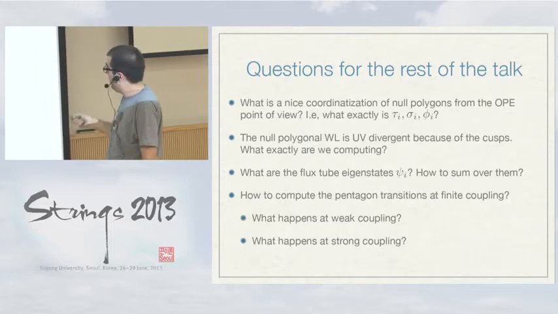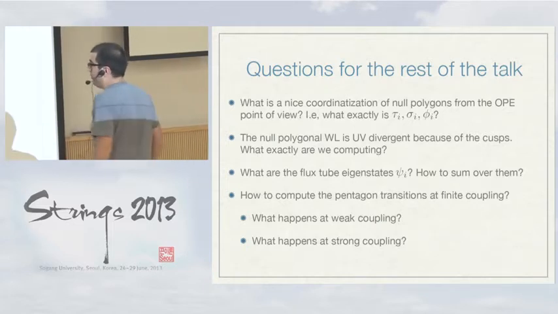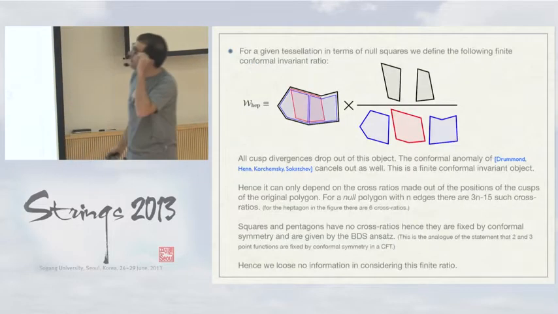So what exactly does it mean to sum over these flux tube eigenstates? This looks a bit formal. How can we make this precise? And how do we compute these pentagon transitions?